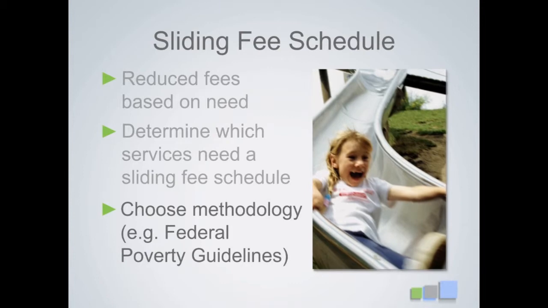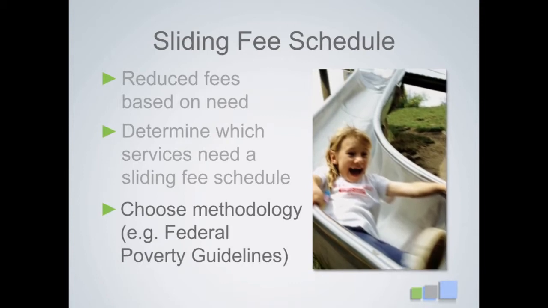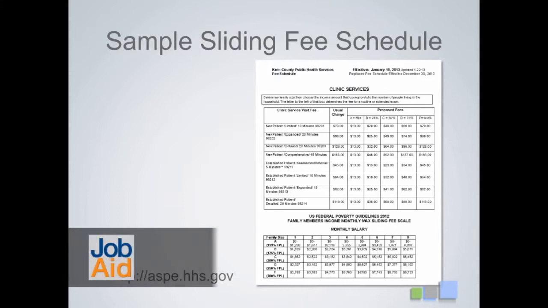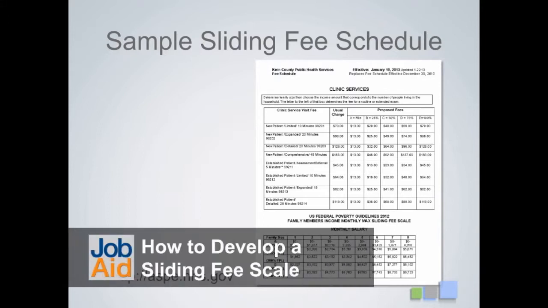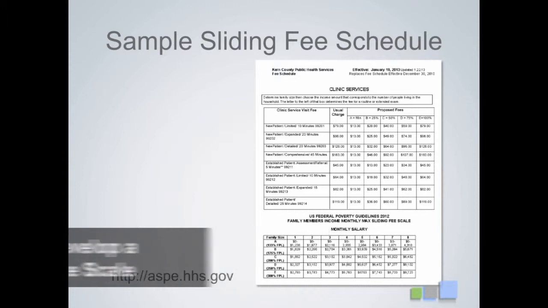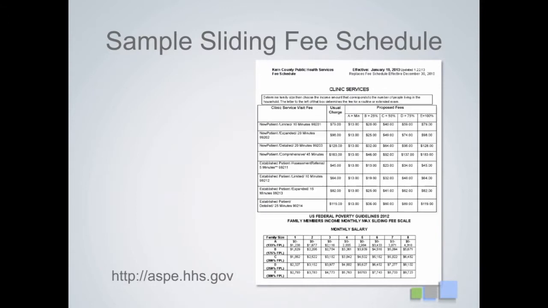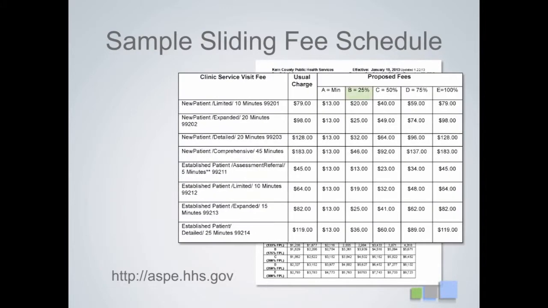A common benchmark is the Federal Poverty Guideline. You can look up the Federal Poverty Guidelines at aspe.hhs.gov. No need to memorize everything. You'll be able to download a job aid with the steps on how to develop a sliding fee scale. Now, let's walk through how you can use Federal Poverty Guidelines to set up sliding scale price points for your county clinics. Here we chose 25%, 50%, 75%, and 100% price points for office visits.